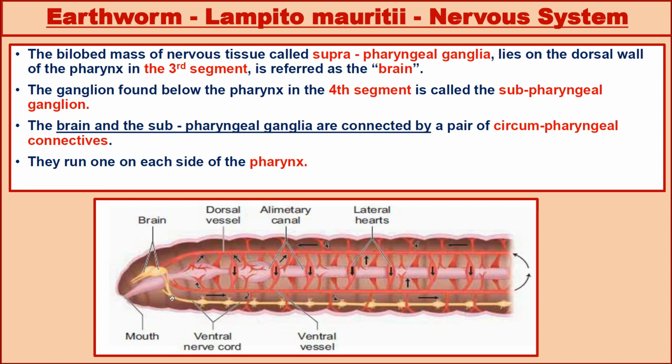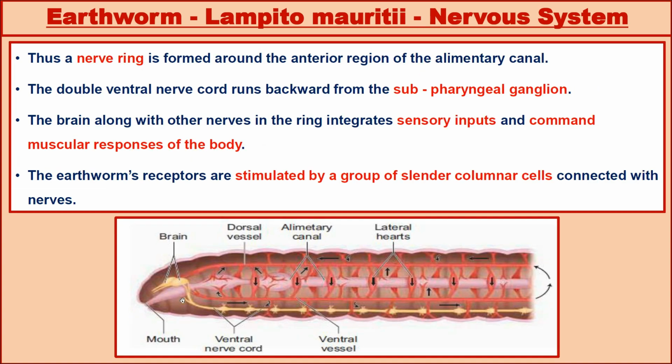The subpharyngeal ganglion and the suprapharyngeal ganglion are connected by circumpharyngeal connective nervous tissue, and they run on each side of the pharynx and form a ring-like structure around the pharynx region in the anterior end of the body. This is called the nerve ring. The double ventral nerve cord runs backward from the subpharyngeal ganglion.